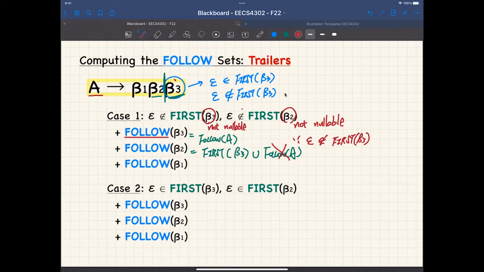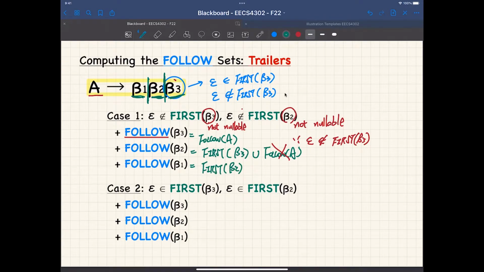Okay. Let's just do one more. And then for case number 2, you can try it out. And then if you want to compare answers, just go back to the lecture recording for that. It's also there. Let's do one more. What about beta 1? Beta 1 over here is definitely going to be followed by its next component, its neighbor, which will be the first of beta 2. That one is for sure.